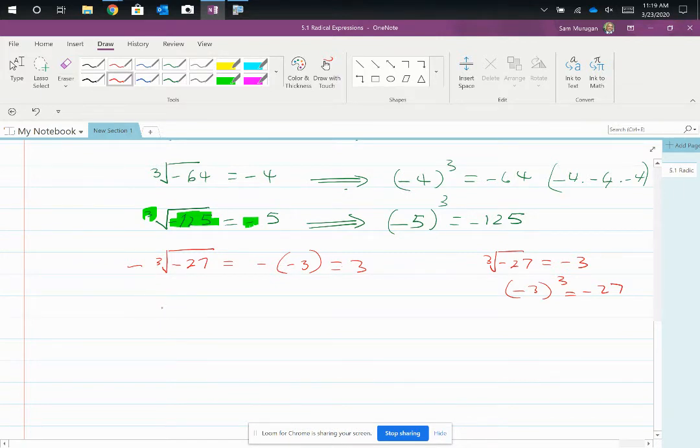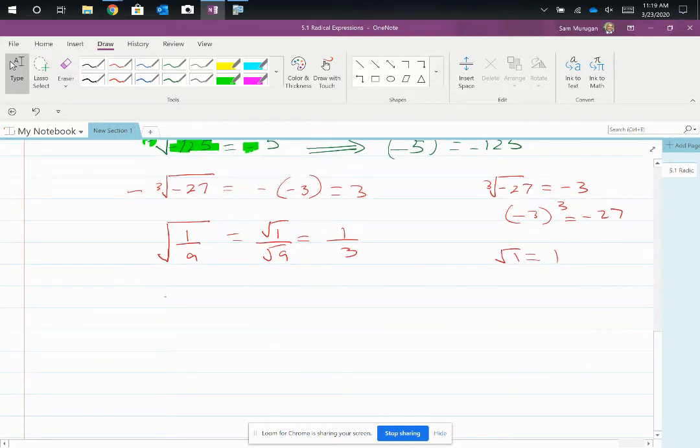One step further, if we have the square root of 1 over 9, this is the square root of 1 over the square root of 9. The square root of 1 is 1, so this is 1 over 3. Or if we've got the cube root of 8 over 27, this is the same as writing the cube root of 8 over the cube root of 27, which is 2 over 3.